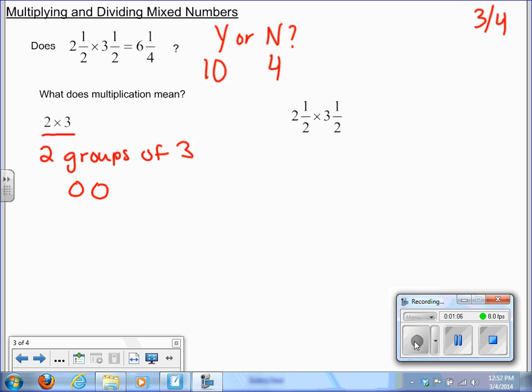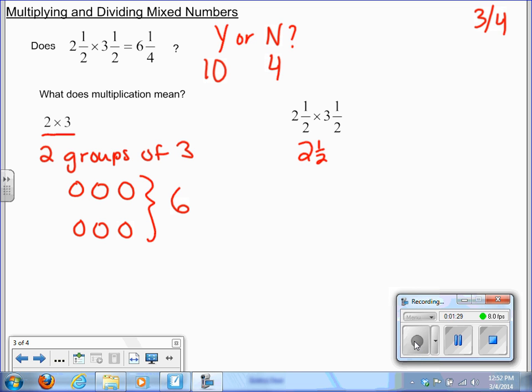So I have one group of 3, and here's a second group of 3, and all together, kids, that makes 6. Very good. 2 groups of 3 is 6. So what do you think we could write down as a sentence for 2 1/2 times 3 1/2? Brian. 2 1/2 groups of 3 1/2.